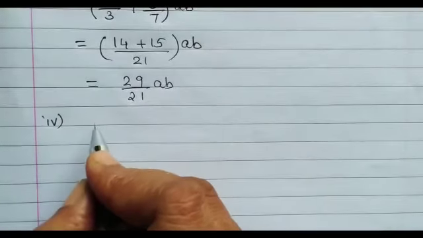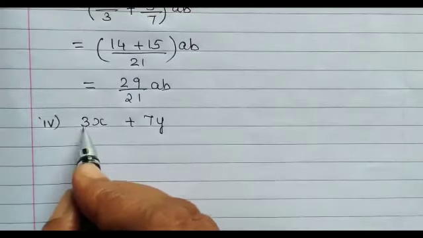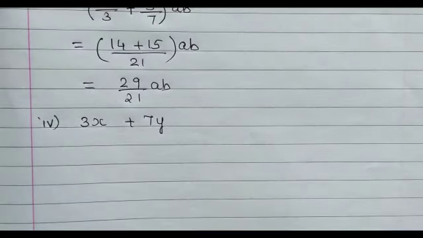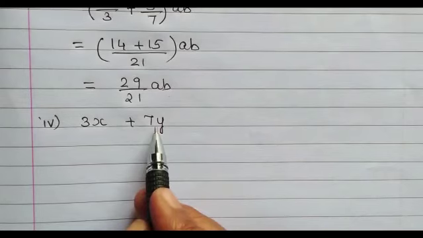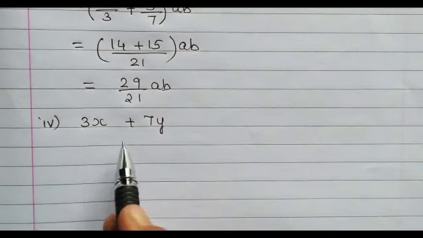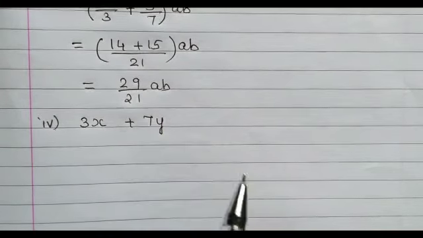Now let us say you want to add 3x and 7y. Can you add the coefficients here? No. Why? Because they are not like terms. So when you get two terms that are not like terms, what you have to do? You have to write their sum as it is.